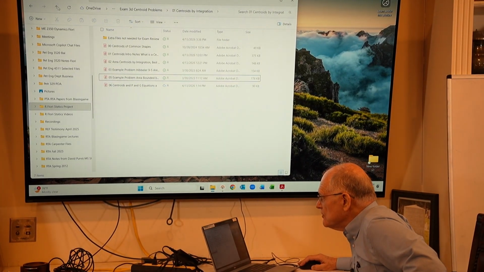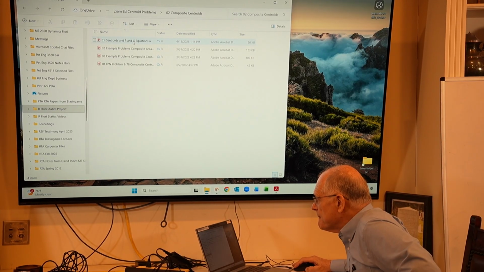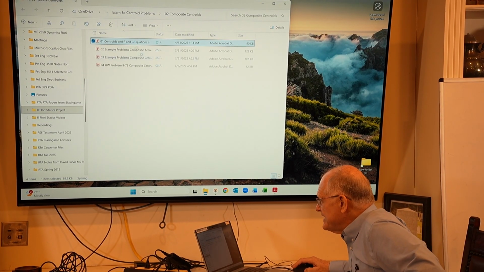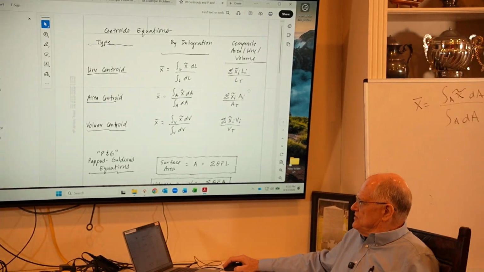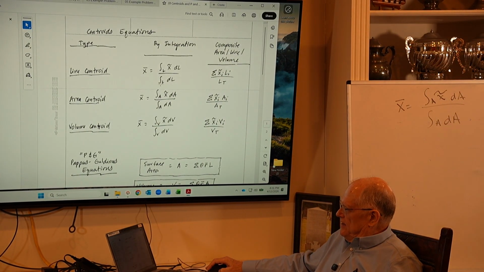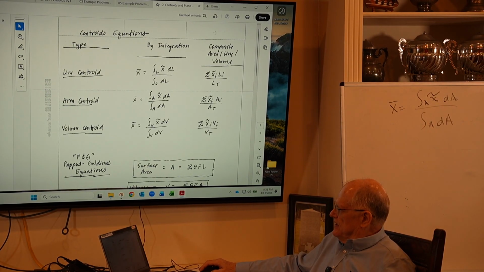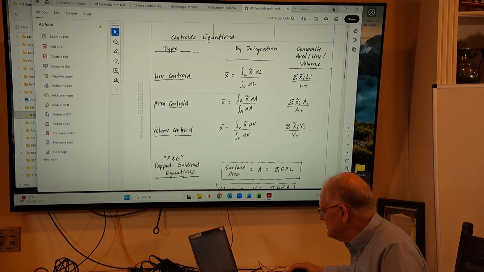Composites. So if we come back up to composite areas, composite centroids, it's the same equation. Instead of using a continuous integral, we're using discrete sums. And instead of this guy, we're using just the total lengths of all the areas. So really, basically the same equations.